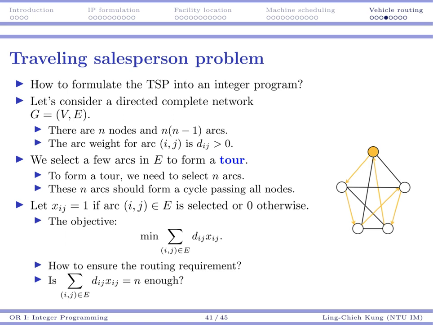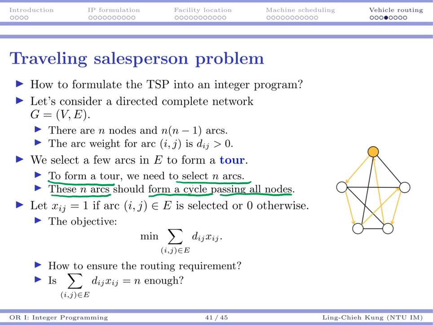Then that's a tour. To form a tour, of course, we need to select n arcs, just like the graph depicted at the right hand side. We select arc 1, 2, 3, 4, and 5. Once you have that, then you are done by having a tour. Okay? So these n arcs should form a cycle passing all nodes. So somehow we need to have a way to choose links, and then we write down some constraints to make sure that they really form a route.